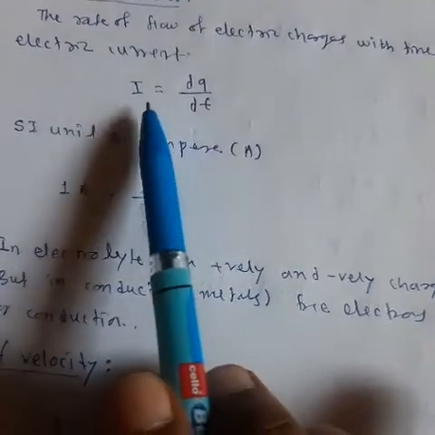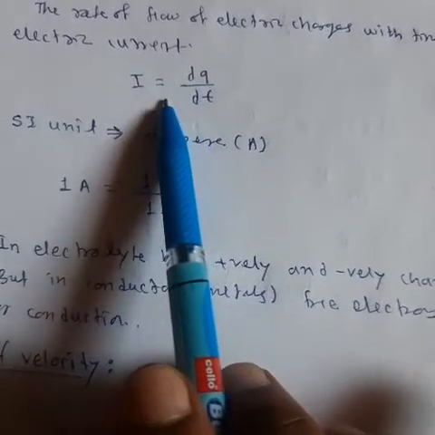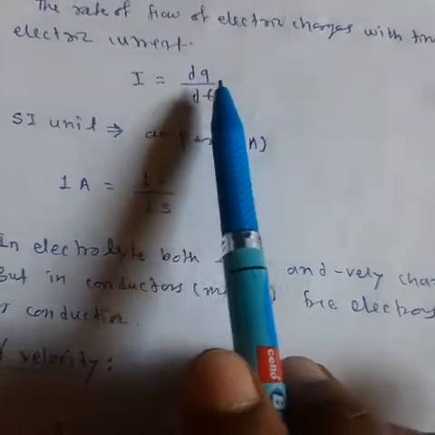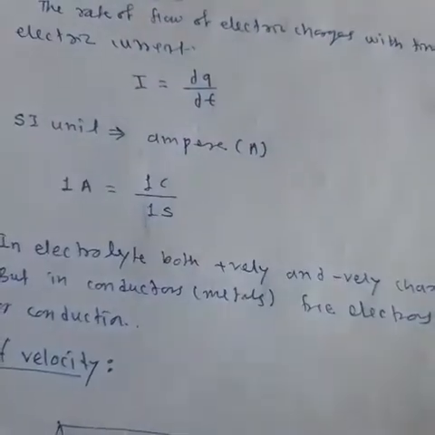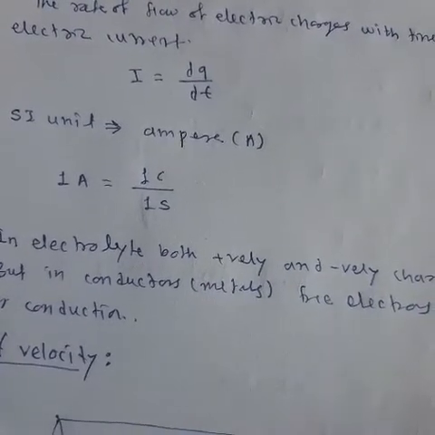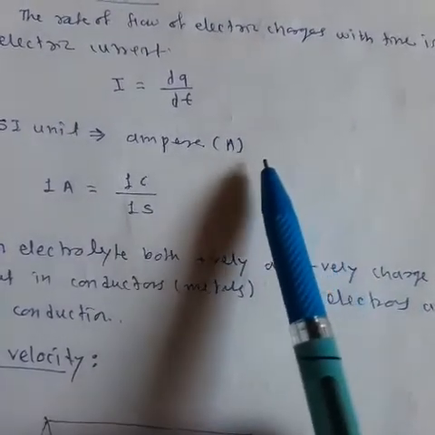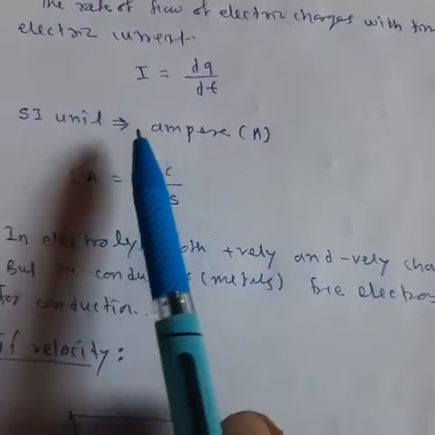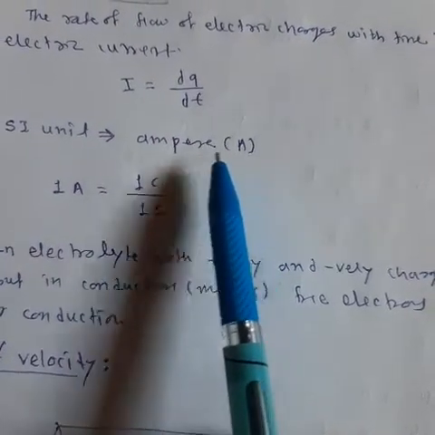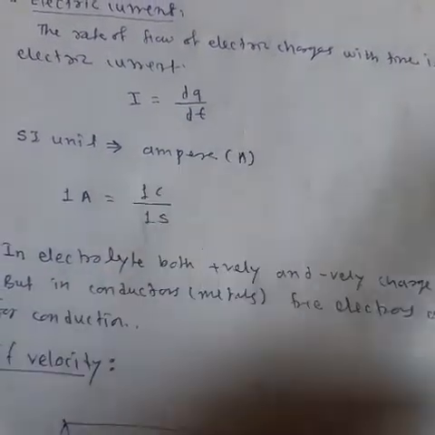From this, we can say that the unit of current is equal to unit of charge divided by unit of time. We know that unit of charge is coulomb and unit of time is second. Therefore, unit of electric current becomes coulomb per second, and this coulomb per second is known as ampere. It is denoted by capital A. Therefore, 1 ampere is equal to 1 coulomb divided by 1 second.